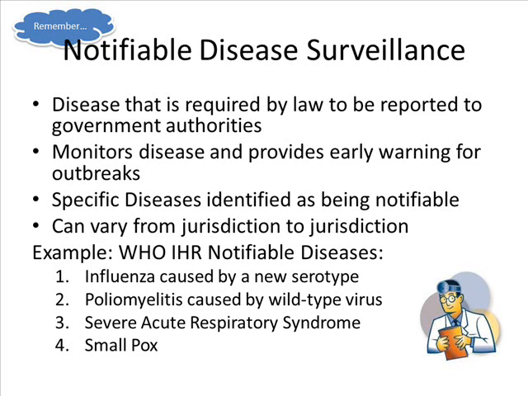Slide 23. You can look at this memo on notifiable disease surveillance. A notifiable disease is a disease that is required by law to be reported to government authorities. It monitors disease and provides early warning for outbreaks. Specific diseases identified as being notifiable can vary from jurisdiction to jurisdiction.